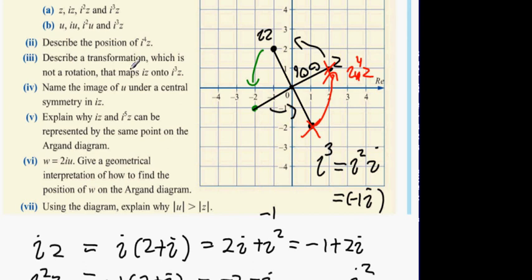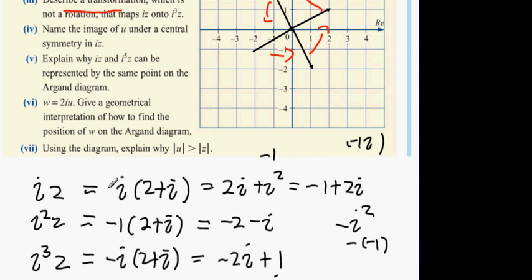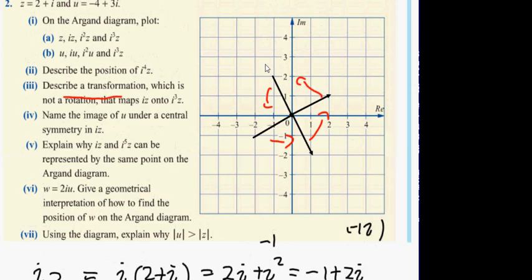Describe a transformation which is not a rotation that maps iZ onto i cubed Z. So what I've got to do here is rub everything out for a second. Now, this is a transformation which is not a rotation. What we did here today was a rotation. You can rotate 90 degrees by multiplying by i. Every single time you multiply a complex number by i, it adds a 90 degree rotation when you draw it out. However, in this one here, what it wants me to do is this, guys.